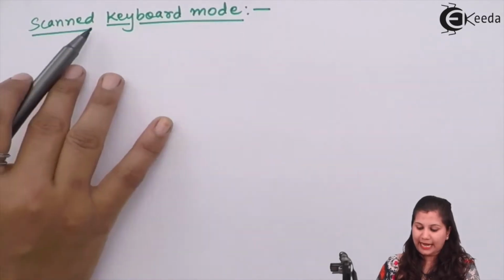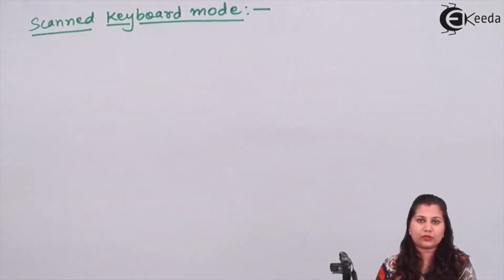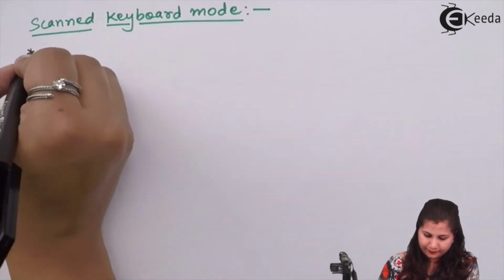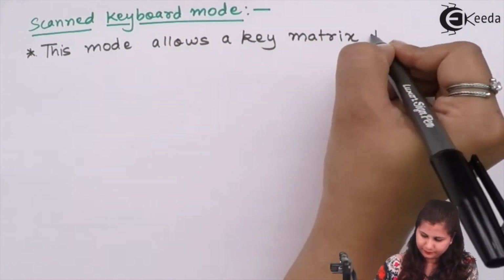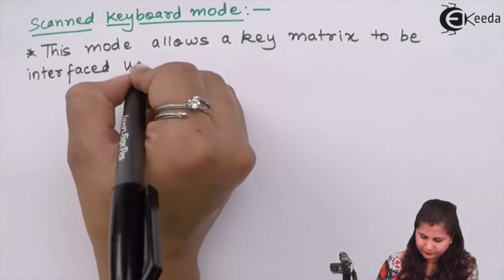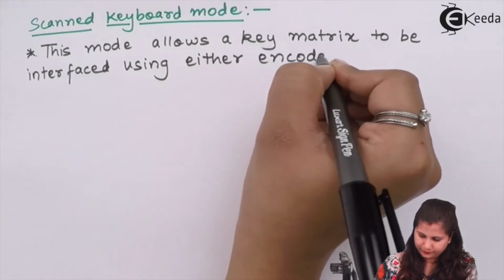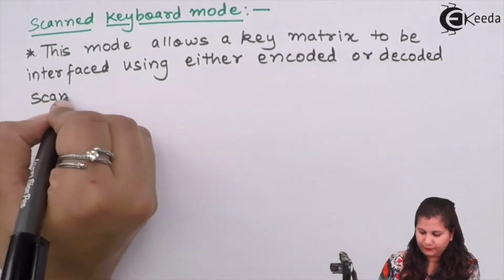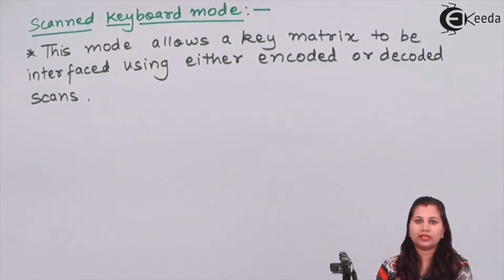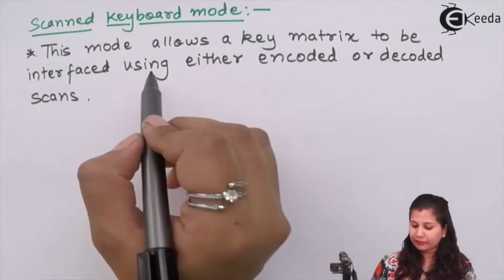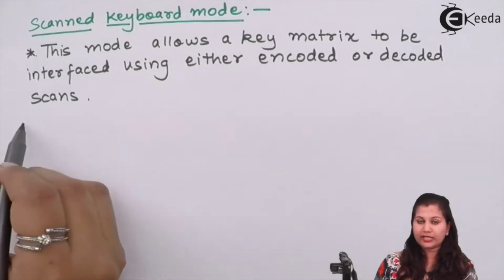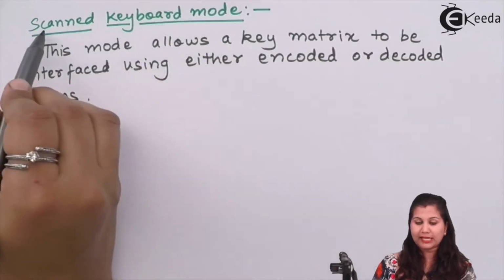As the name says, it is the scanned keyboard mode, so in this mode the 8279 is going to scan the keyboard, or we can say that this mode allows to interface the keyboard with the 8279. So in this mode, the keyboard is interfaced with the central processing unit, and this interfacing of the keyboard with the CPU can be done using either the encoded or the decoded scans. That is why in this mode we have given the name scanned keyboard mode.